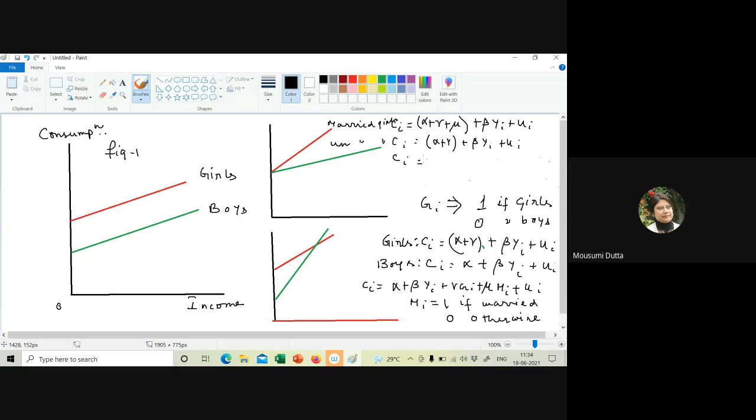Now we will set Gi to be equal to 0 and Mi to be equal to 1. For the rest of the equations I'll consider Gi to be equal to 0, because Gi equal to 1 has been captured for Mi equal to 1 and Mi equal to 0. So in the next two equations, we will consider Gi equal to 0. First I am considering Mi equal to 1, and then Mi equal to 0. If Mi is equal to 1, what will be my intercept? Alpha plus mu.